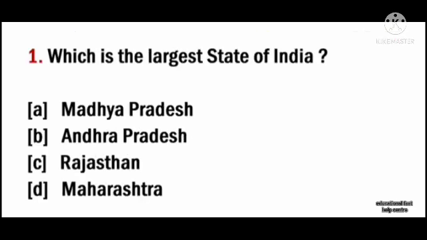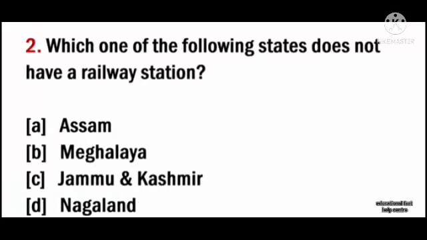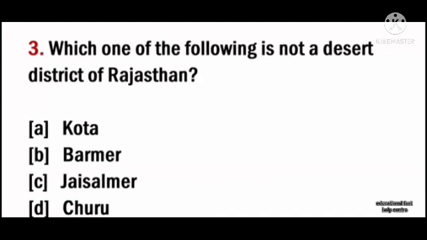Which is the largest state of India? Answer C. Rajasthan. Which one of the following states does not have a railway station? Answer B. Meghalaya. Which one of the following is not a desert district of Rajasthan? Answer A. Kota.